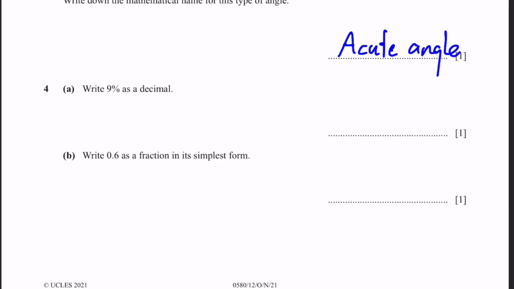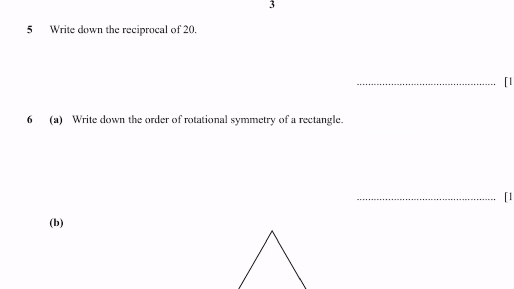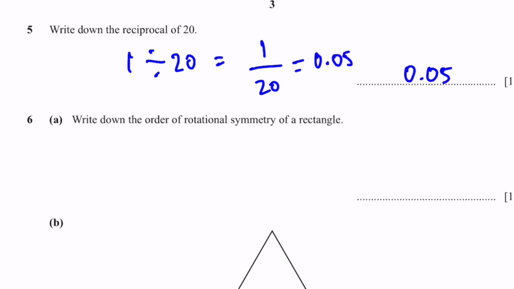Question 4. Write 9% as a decimal. So 9 by 100 is equal to 0.09, and that's the answer. B. Write 0.6 as a fraction in its simplest form. So 0.6 is equal to 6 by 10, which is equal to 3 by 5. That's the answer. Question 5. Write down the reciprocal of 20. So the reciprocal of 20 is 1 divided by 20, which is equal to 1 by 20. In other words, 0.05. That's the answer.